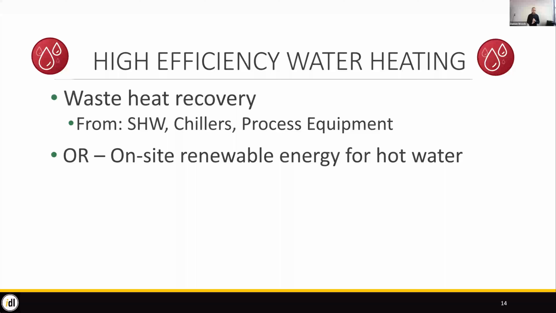Or you could also use on-site renewable energy for hot water. Although solar thermal, we have yet to really see it applied a lot in our area. In terms of the infrastructure to install it, it's rare that it pencils out.